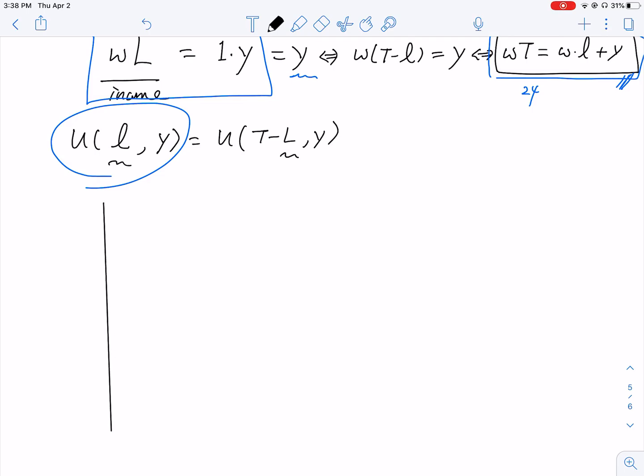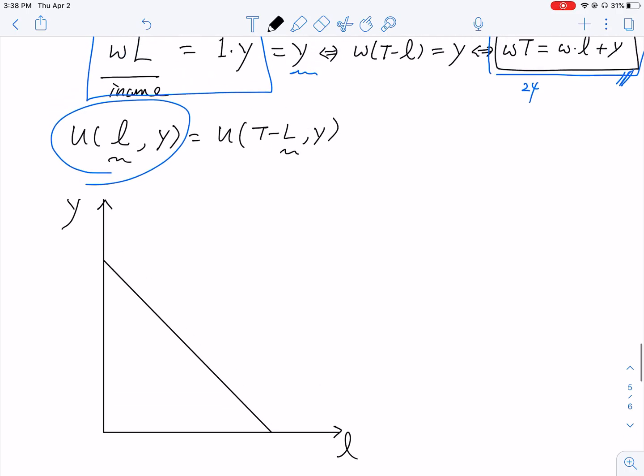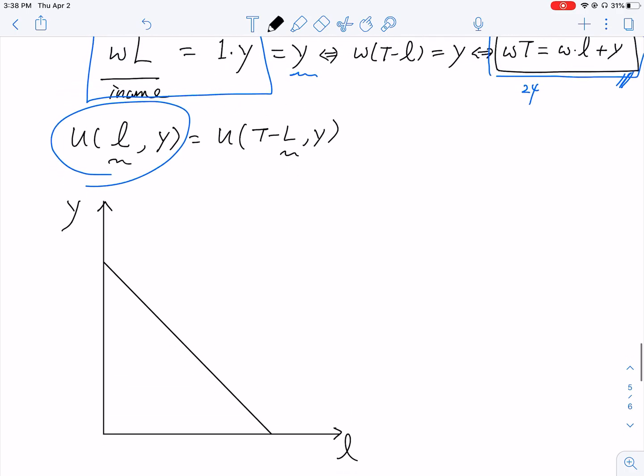Okay, so this is the y-axis, and this is the x-axis. So the second good is a composite good, and the first good is what? Leisure, right? So what's the intersection of the budget line with the x-axis and y-axis?